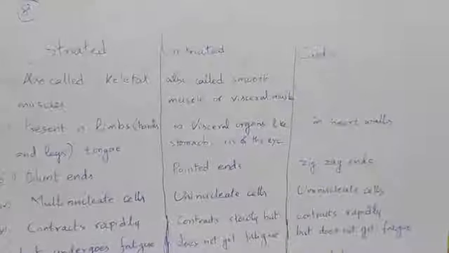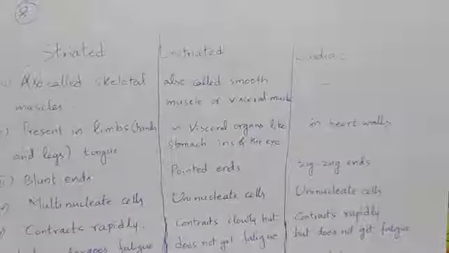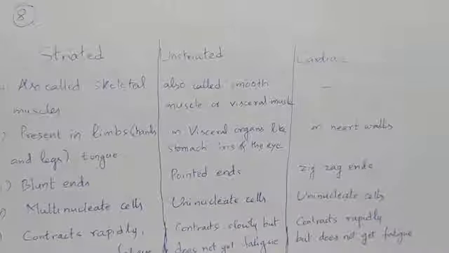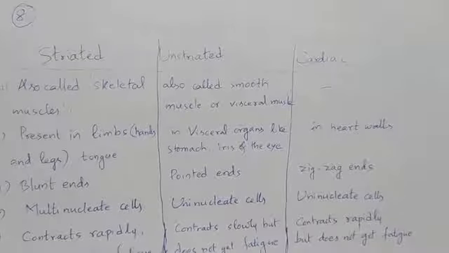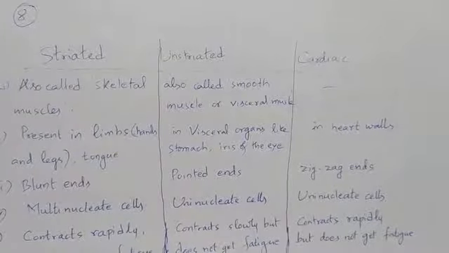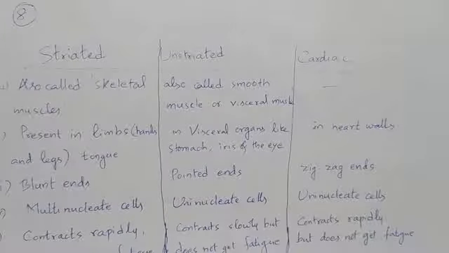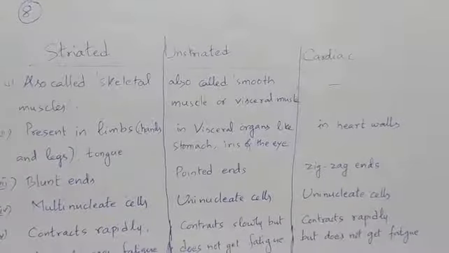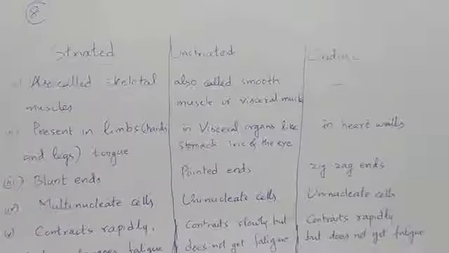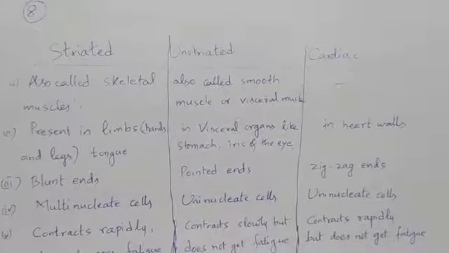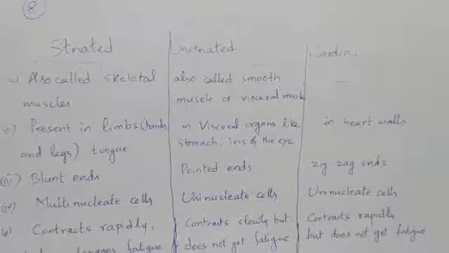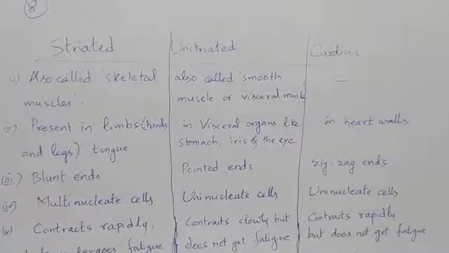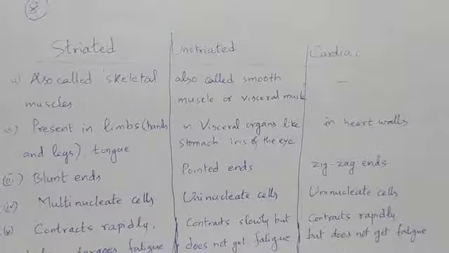Eighth question. Differentiate the striated, unstriated and cardiac muscles based on their structure and site or location in the body. Even though the question has asked only two things, here I am providing everything about them. Striated muscles, they are also called skeletal muscles or striped muscles.